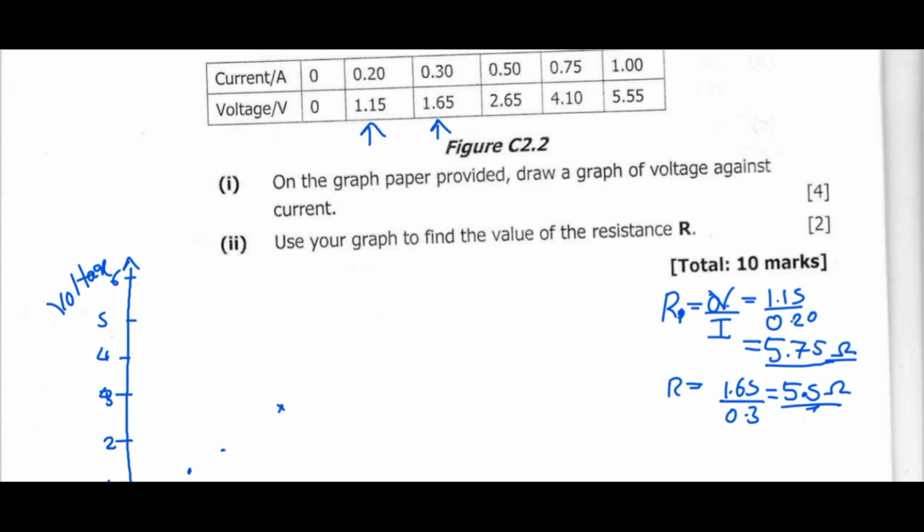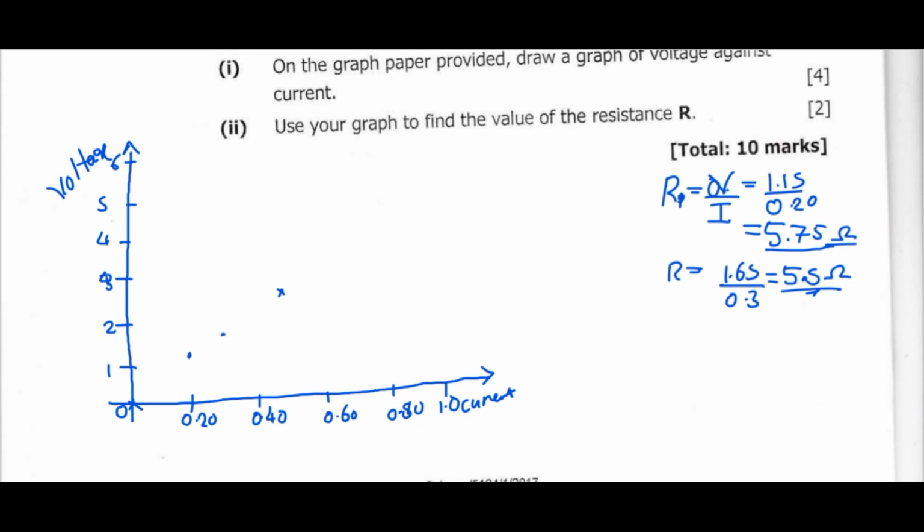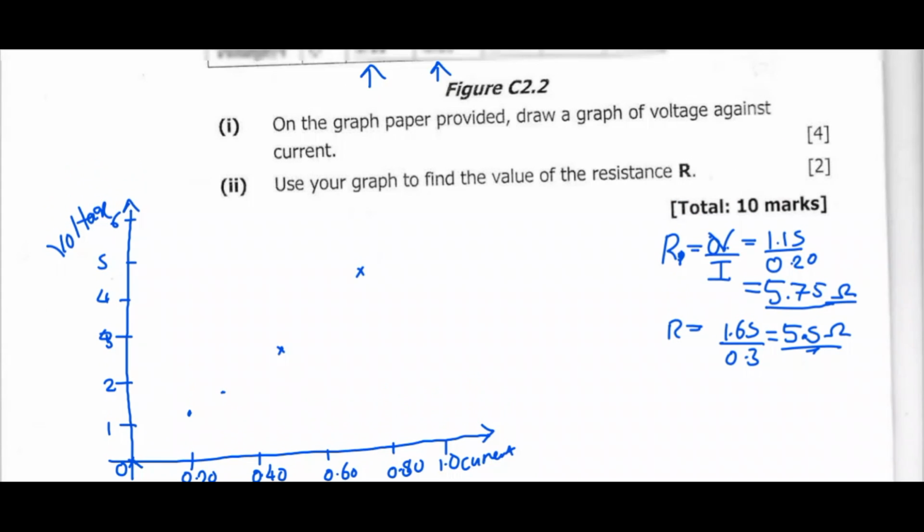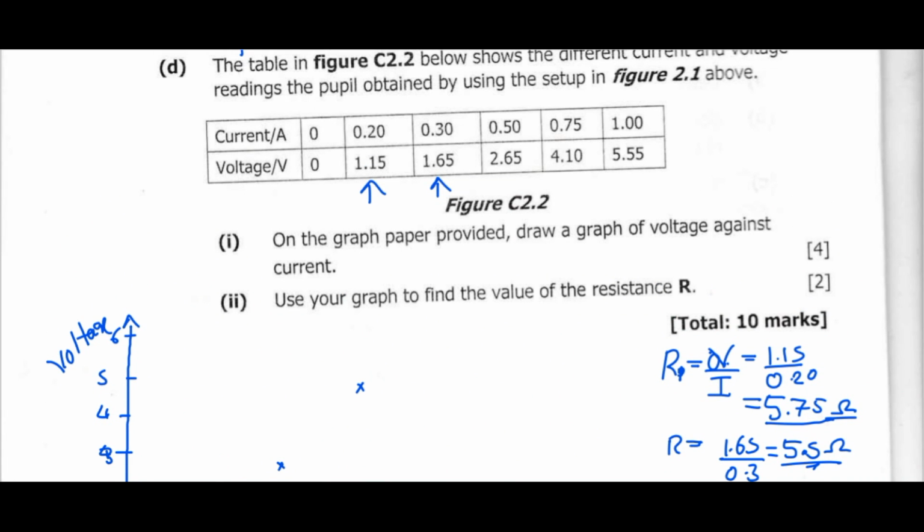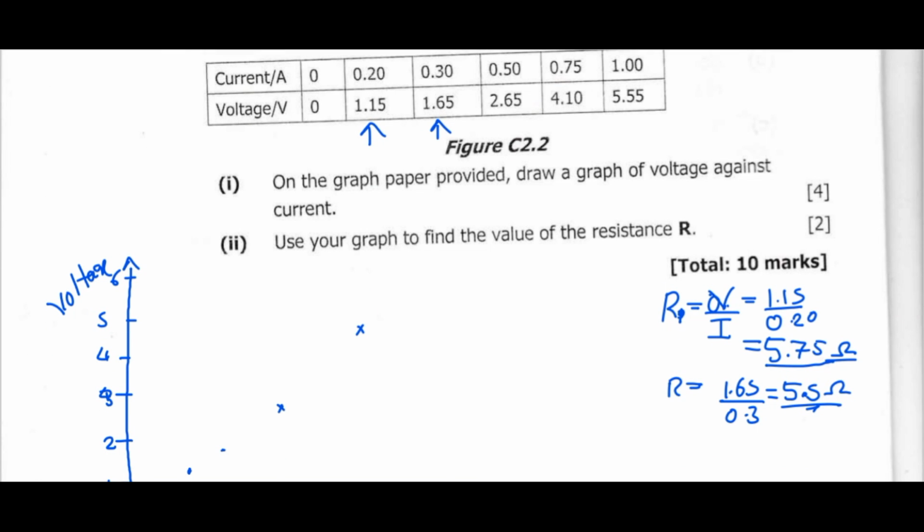Then 0.75, 4.10. So 0.75, 4.0, somewhere here. Then 1.0, 5.55.